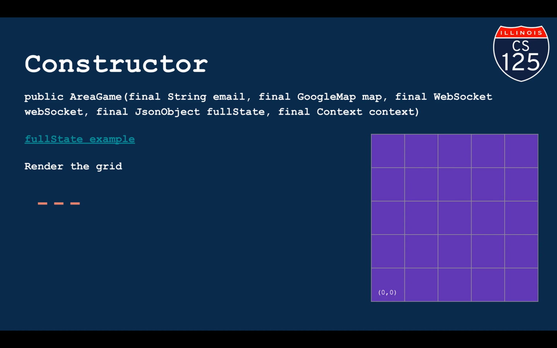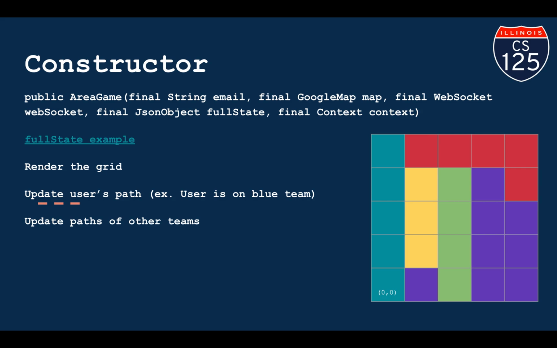So the first thing we need to do is render the grid. The next thing we need to do is update the user's path. Given our player and their email, we find the player in our full state, and we want to mark every cell that they've captured on our grid. We want to do the same thing with the other teams as well. This way, when we're trying to capture cells later on, we make sure we're capturing cells that haven't already been captured.